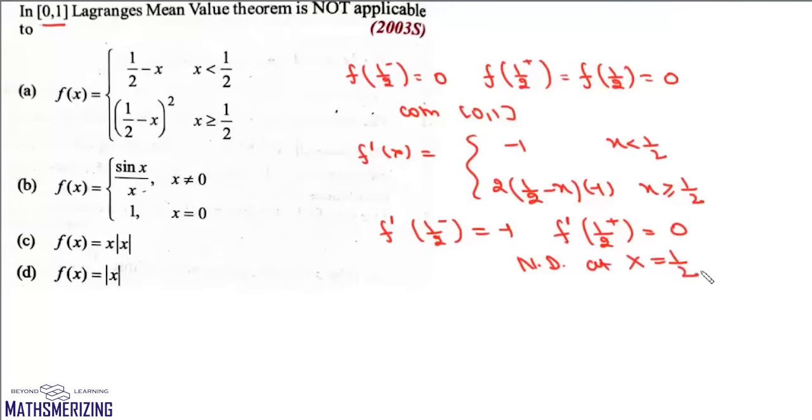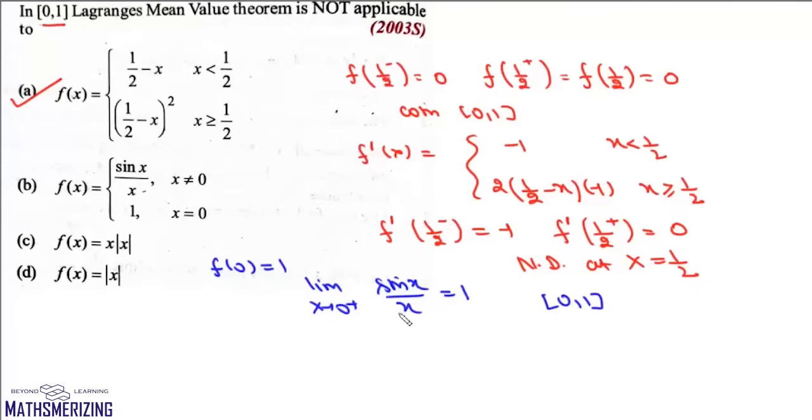And since this function is not differentiable in 0 to 1, that means Lagrange's mean value theorem is not applicable to this function f(x). Now what about sin x upon x? f(0) is 1, and the limit as x tends to 0 positive of sin x upon x is 1. So this function is right continuous. So this function is continuous in [0, 1].